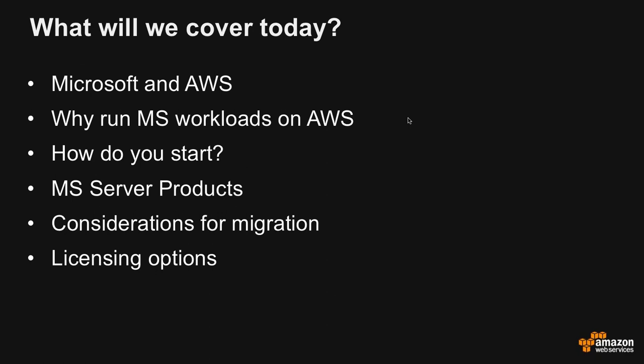Of course, everybody would like to get started and try this out for themselves. So we'll have a look at how you actually get started turning on your Microsoft workload on AWS. We'll have a look at how Microsoft Server products relate to being able to be run on the AWS platform. We'll talk a little bit about how you do migrations and what the key considerations are when you're looking at migrating Microsoft workloads from an on-premises environment to the AWS platform. Then we'll have a discussion around some licensing options, which is a crucial part of any Microsoft workload.